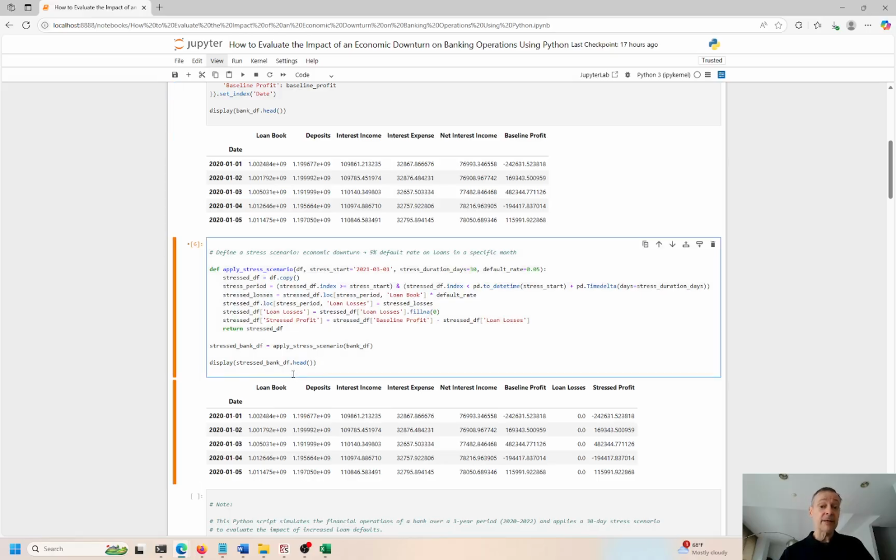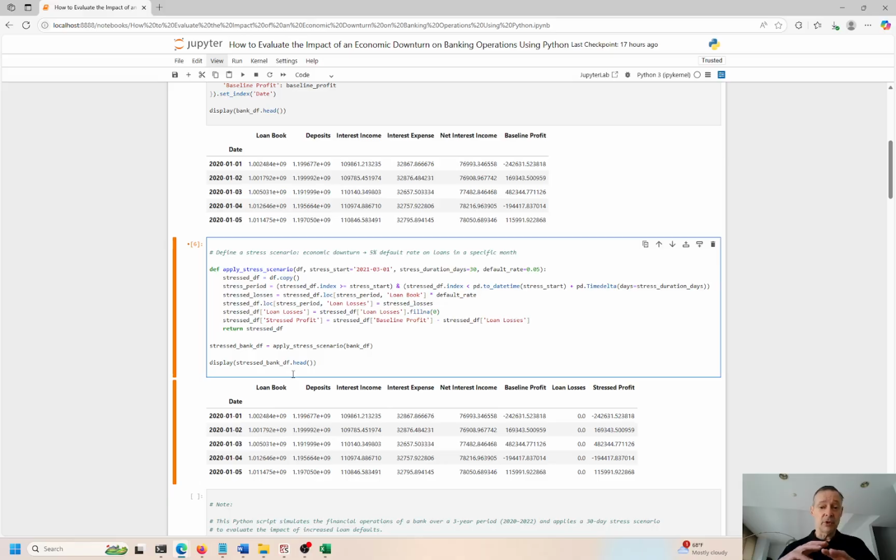I put together all this code, and I'm going to share all this code with you. I'm going to put this on the video, or put this into an HTML file. You can download this when you watch the video, and you can follow the steps just to see how the whole data science works, how the whole analysis works, how all the quantitative processes work. You can see this, right? So we have the loan book, deposit, interest income, interest expense, net interest income, baseline profit.